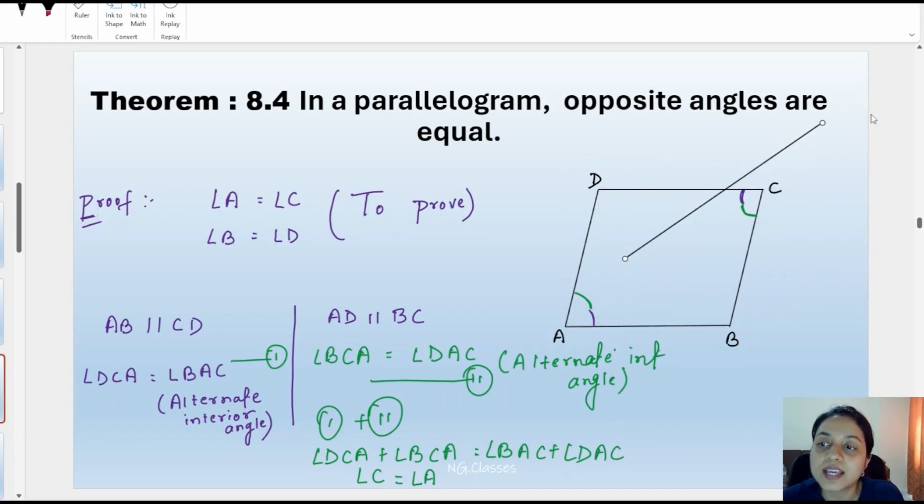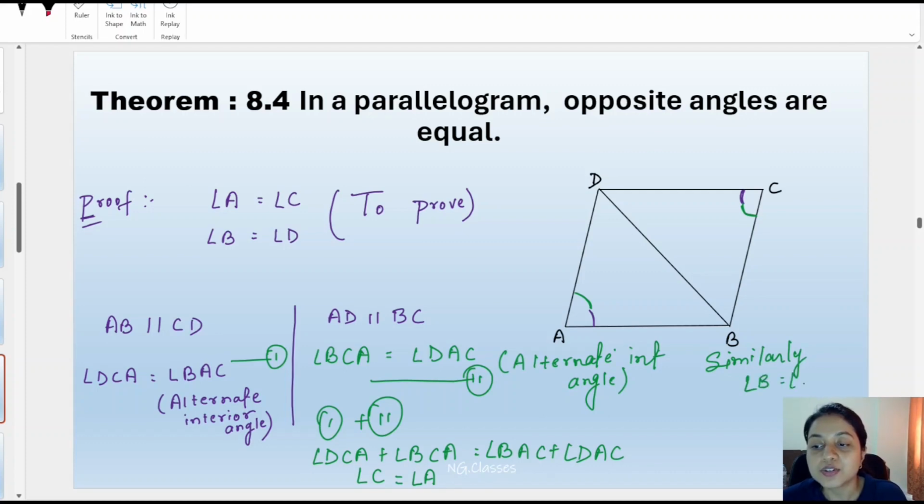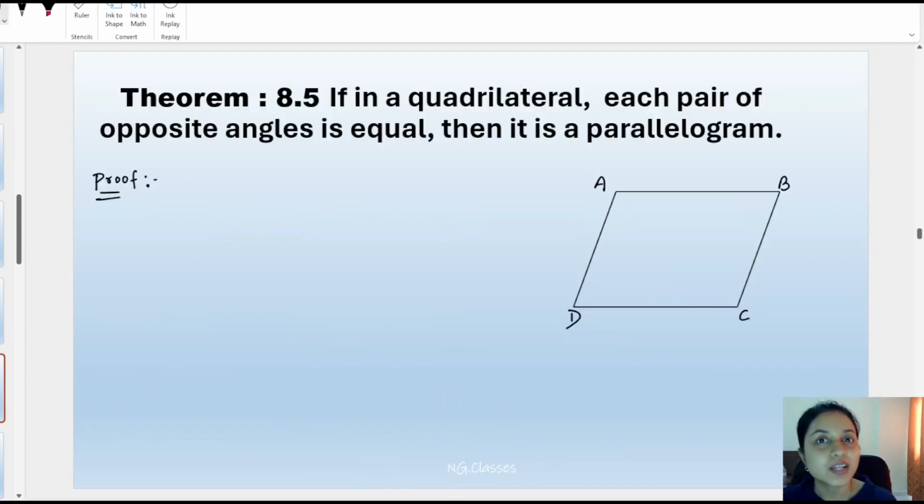When we take the diagonal BD like this, then with the help of the parallel line concept only, we will be able to prove that angle B is equal to angle D. So here we can write similarly angle B is equal to angle D, and hence we are done with the proof. We were having a parallelogram ABCD and we have proved that opposite angles are equal to each other. Now let's see the next theorem.